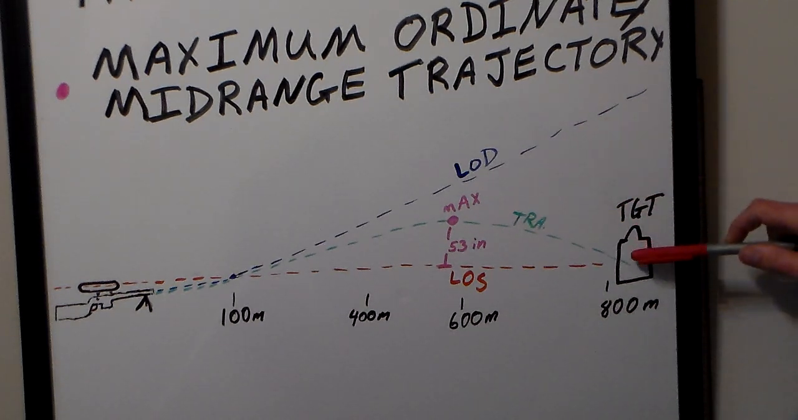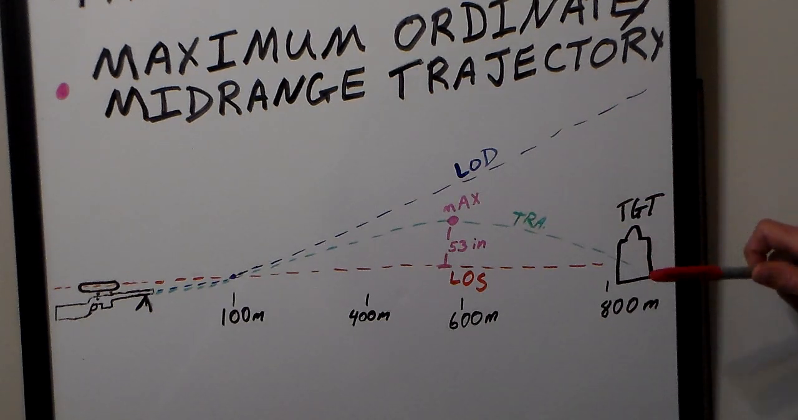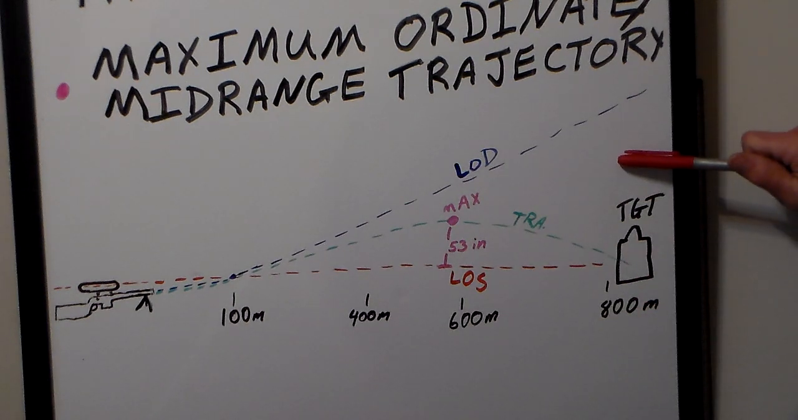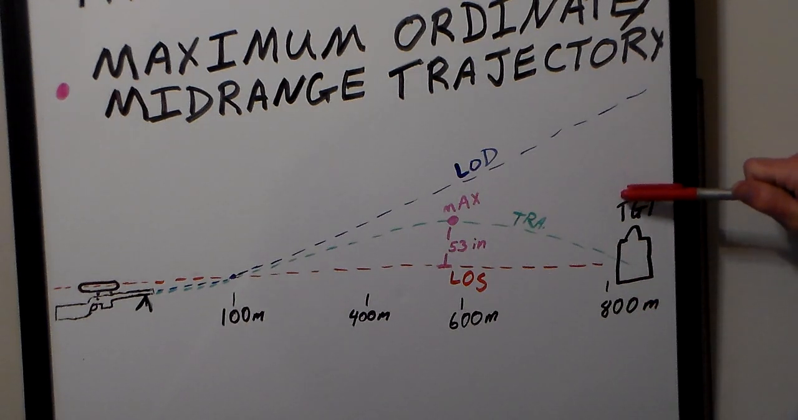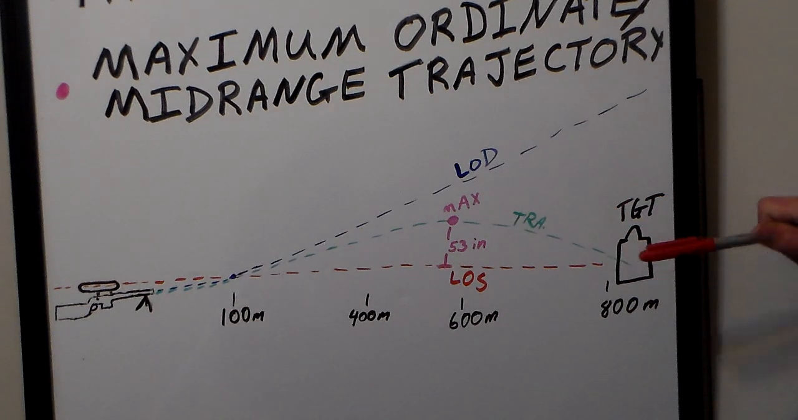So if we know, just theoretically, let's just say my bullet's going to drop 100 inches. To hit this target out here at 800 meters, you're going to need to aim 100 inches above it, so the gravity will pull your bullet down to hit your target. Okay, so there's a lot that goes into this.